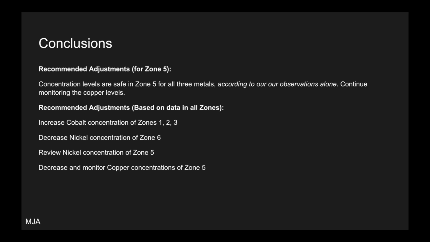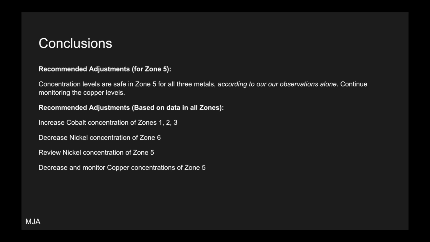Zone 4 would also benefit from a higher cobalt concentration. It is also wise to decrease the nickel concentration in Zone 6. The average concentration of Zone 6A and Zone 6B is 0.499 milligrams per kilogram, which is extremely close to the upper limit of 0.50 milligrams per kilogram. Regarding Zone 5, it is recommended that the zone is altogether reviewed.